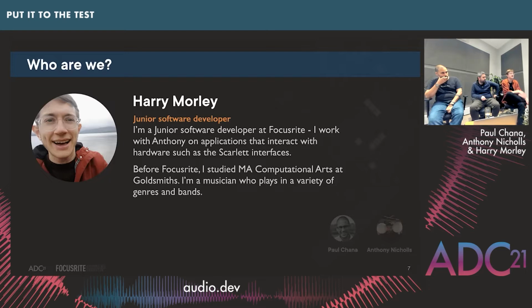Before Focusrite, this was my first coding job. Before that, I was at uni, did music, and also dipped my toe into coding. Then I did a master's at Goldsmiths. I was actually taught in one of my modules by Rebecca Fiebrink, who did a fantastic keynote the other day. It was really cool. I'm a musician, into music, and also happen to get along well with computers.